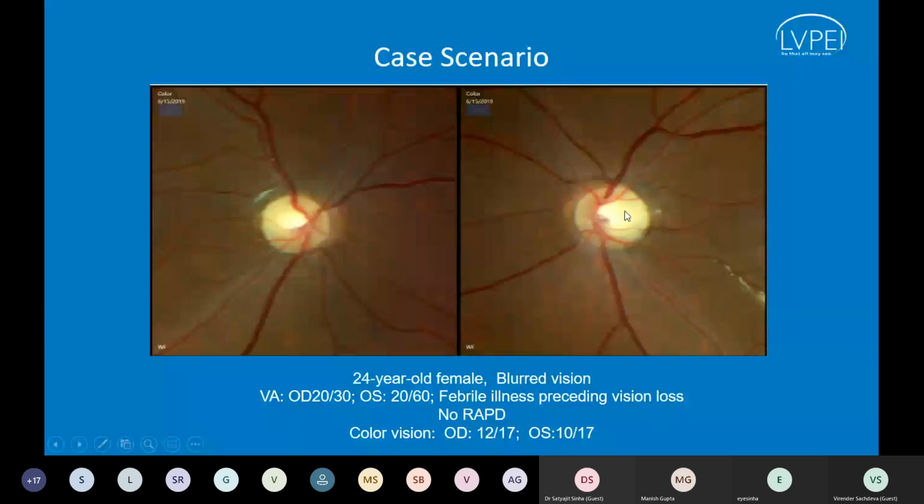The patient is referred to you for evaluation for temporal disc pallor. But let's go by the history. This is a 24-year-old woman referred to us for blurring of vision and optic atrophy evaluation. Visual acuity is 20/30 in the right eye and 20/60 in the left eye. There is a history of febrile illness preceding the vision loss, but there was no relative afferent pupillary defect because of bilateral involvement. Also, we can see that bilaterally the color vision is subnormal.